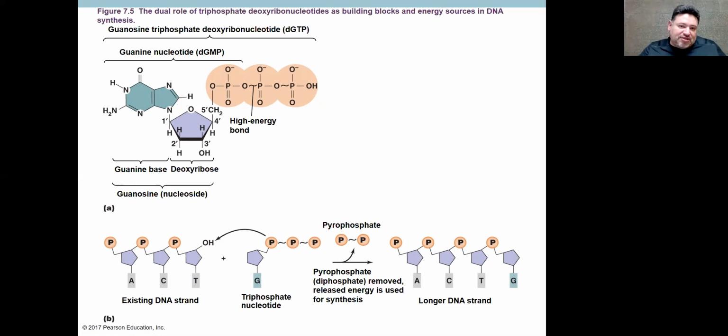So here it is. Here's our nucleotide triphosphate. And it is this triphosphate that has the energy necessary to incorporate this nucleotide into the lengthening strand. So notice that here we have a strand, okay? And here's the phosphodiester backbone.